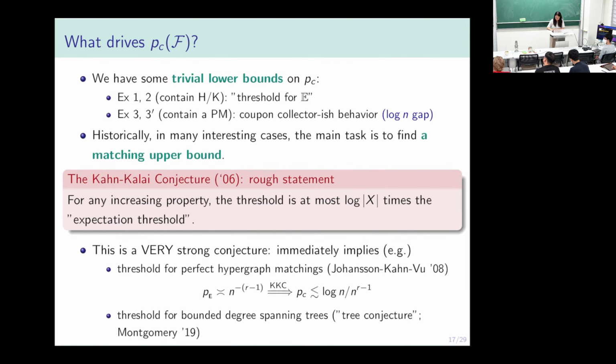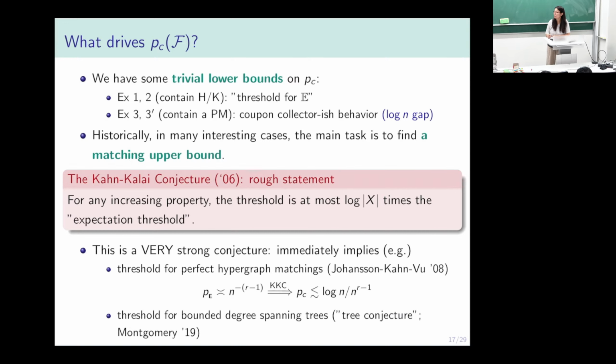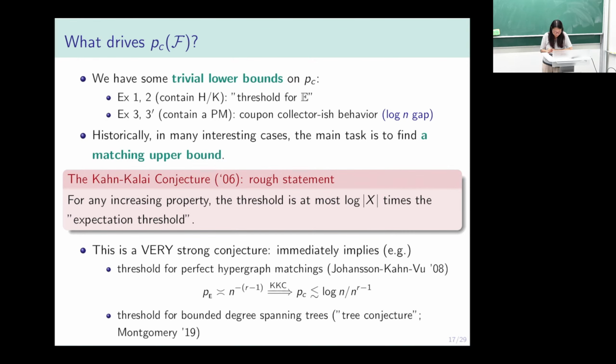Is the Johansen, Kahn, Vu result for any R? Oh yes, for any fixed R. Not growing R. Okay. Okay, so I think I've advertised the Kahn-Kalai conjecture enough.